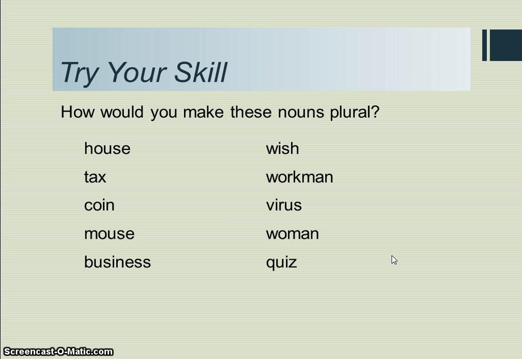Okay, how would you make these nouns plural? House, it's going to be houses. Wish is going to be wishes. It has that SH sound. Taxes, it has that X sound. Workman, we make the men part, the irregular noun men. Okay, coin, it's going to be coins. Virus, there's that S sound, so we'd add an ES.